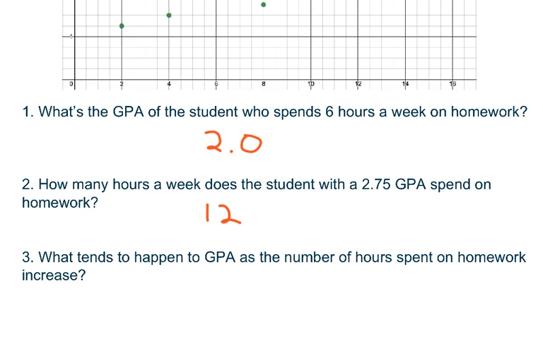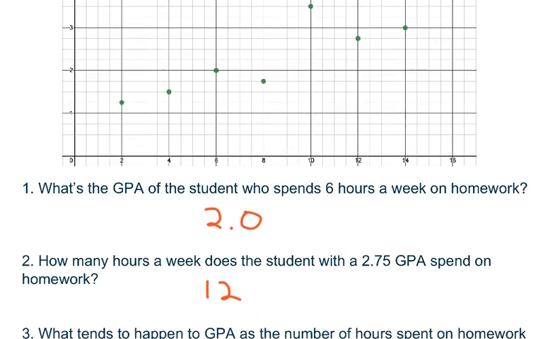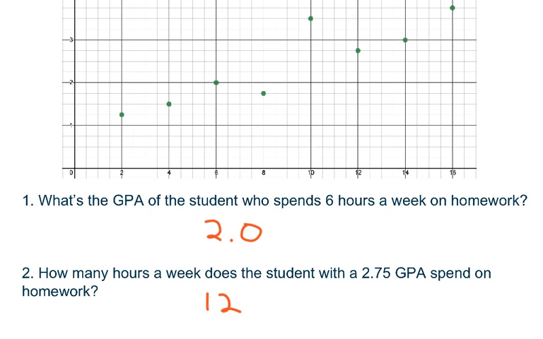And then question number 3, what tends to happen to GPA as the number of hours spent on homework increases? Well, we can see a general trend. The more time we spend on homework, the higher the GPA becomes, generally. We can see that there's some students that spend only 10 hours, and they've got a very strong GPA. We've got 16 hours, strong GPA. Or 10 hours to 12 hours is a decrease. Or 6 hours to 8 hours is a decrease.